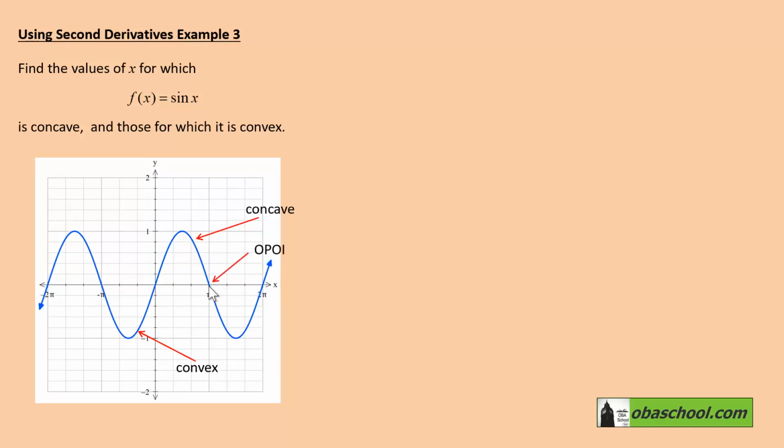Every time it meets the axis, there's an oblique point of inflection, and we know that this is a point at which the concavity changes, or the shape changes. So the graph is concave along this section, and then it reaches the oblique point of inflection and changes to convex.